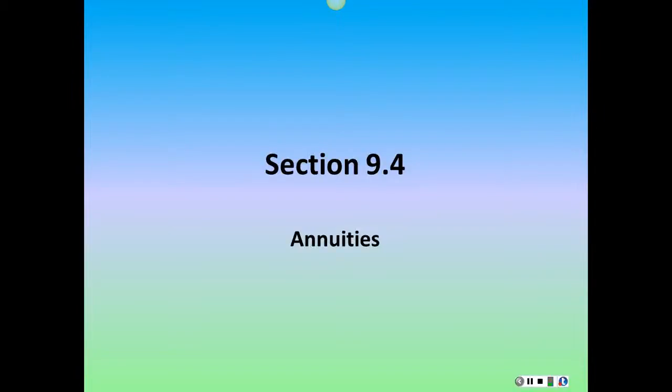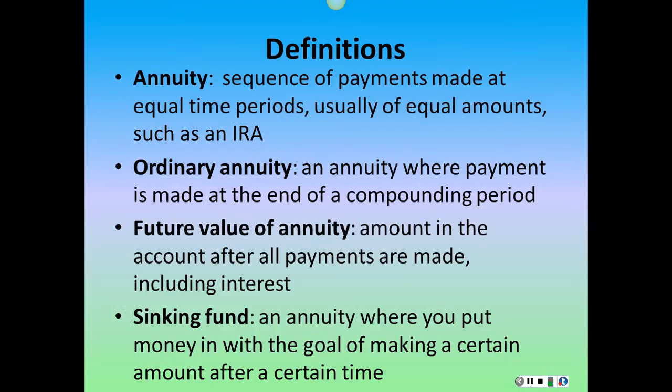Okay, so open to section 9.4. We're moving on with compound interest type equations into annuities, and then amortizations, things like paying off car loans or mortgage loans, which these next two sections are going to focus on. So a few definitions.